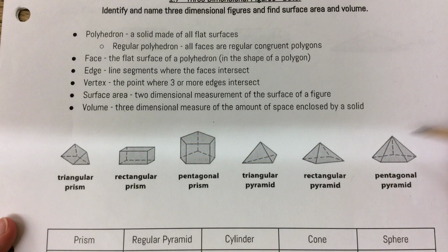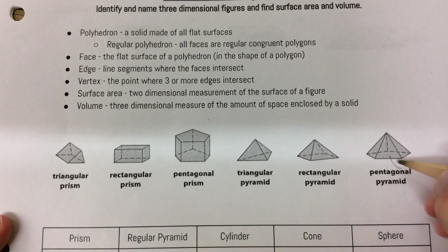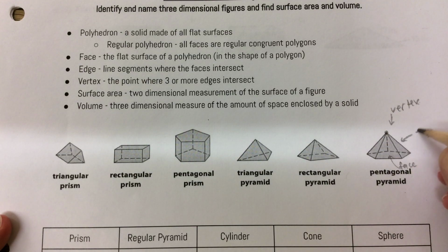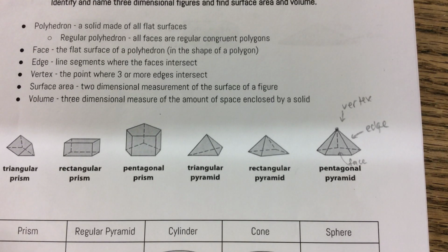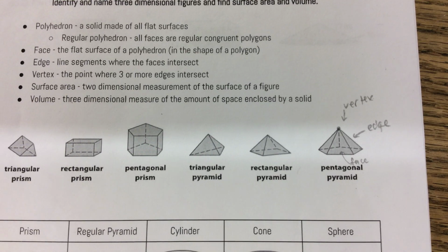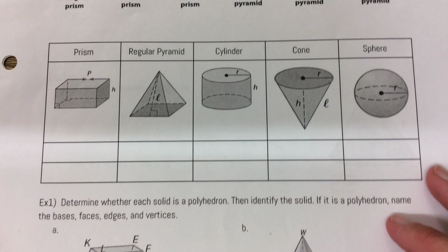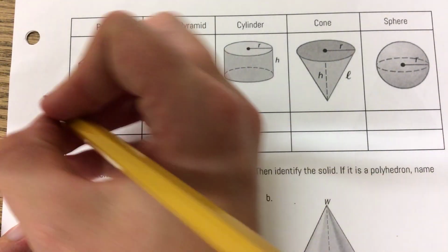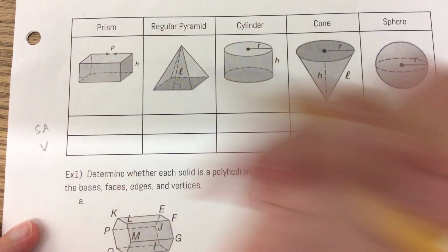So on one of these, for an example, this would be a face right here. This would be a vertex. Any of these lines coming down would be an edge. So that's an example of those. First let's fill in these formulas on here. So we have the prism. We're going to do surface area here and volume here.